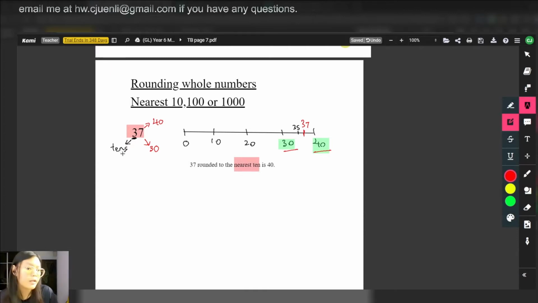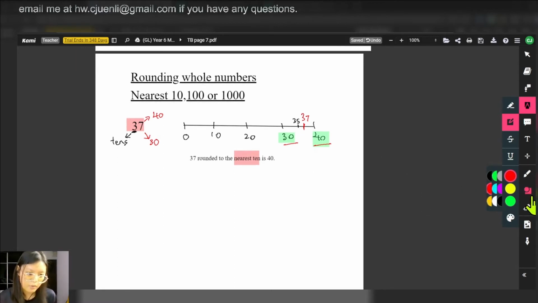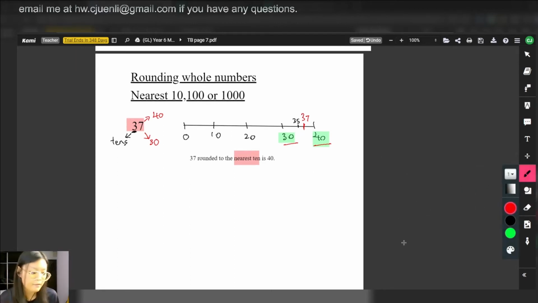So when we already know which one is tens, hundreds, units, or even ones, that's how we actually look at it. Now we're just gonna do one more example for you to see for the nearest 10 first. Then we're gonna look at hundreds and even thousands. All right. So let us see. I'll give you one more number, very simple one. 32.